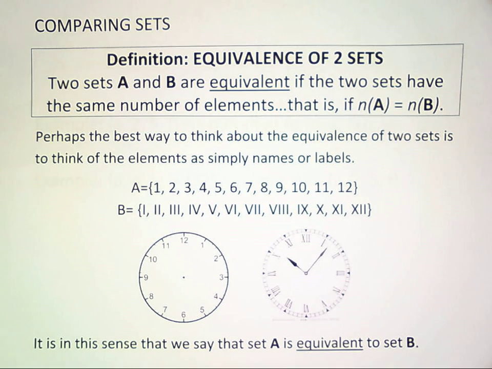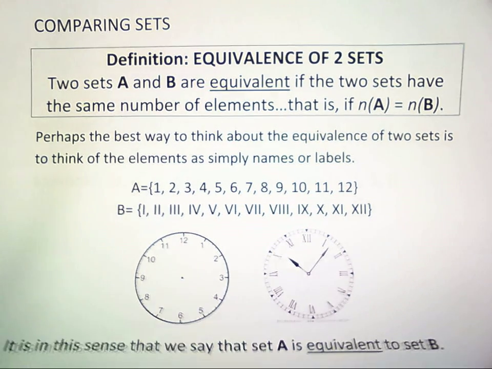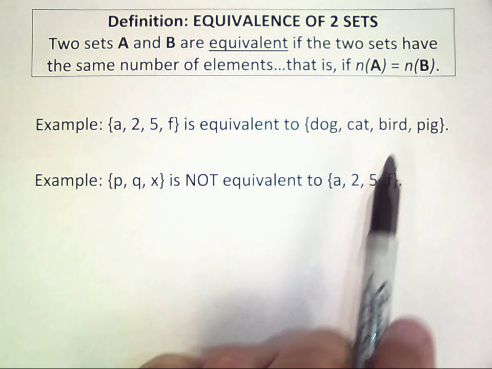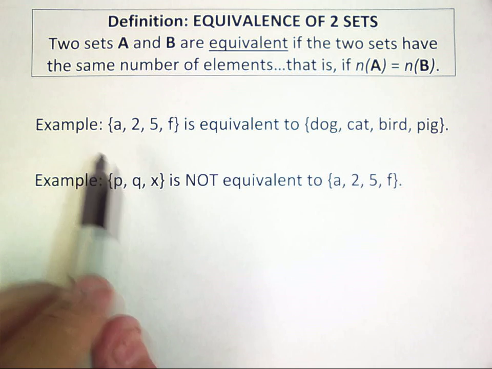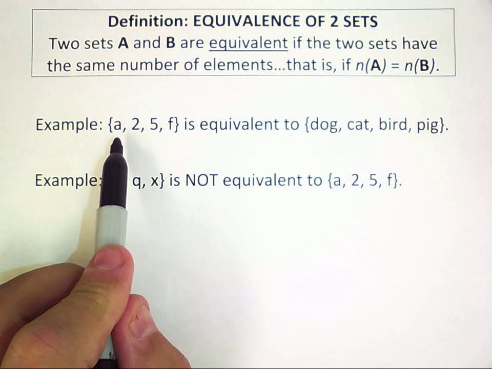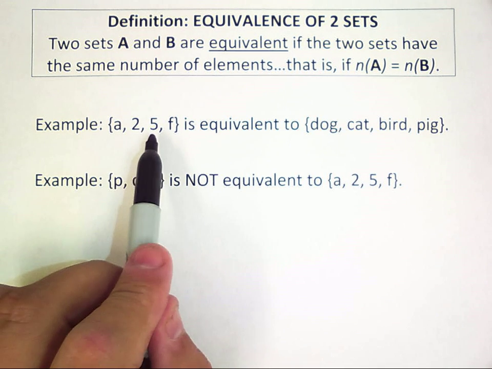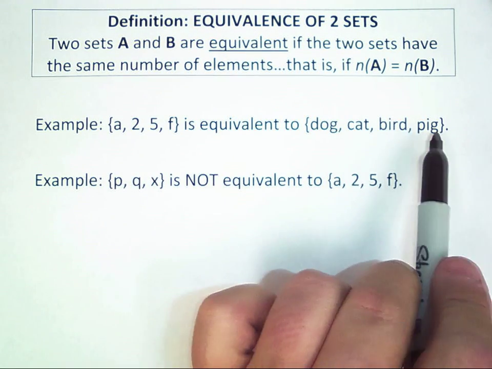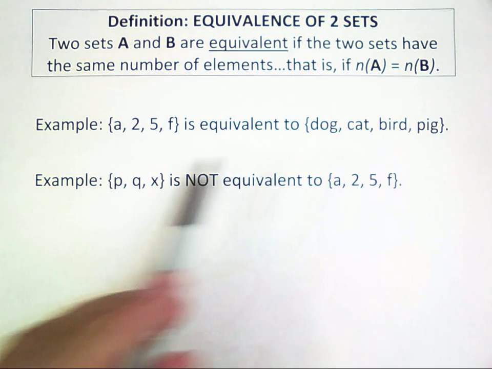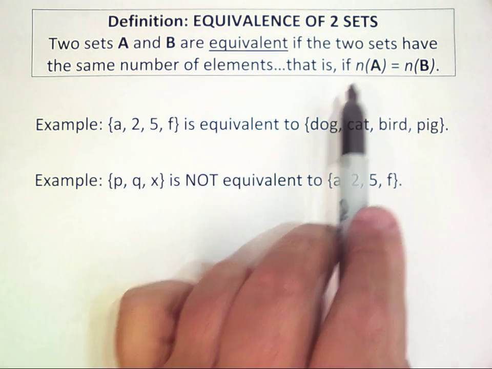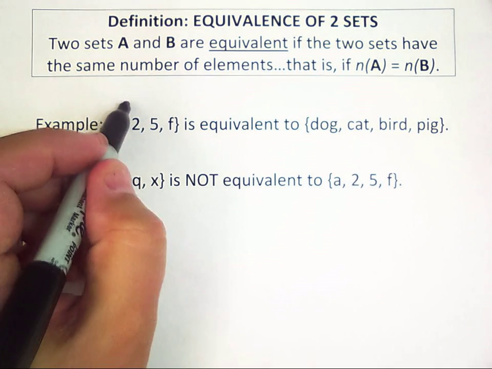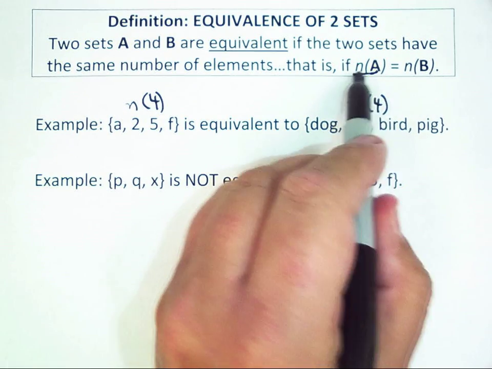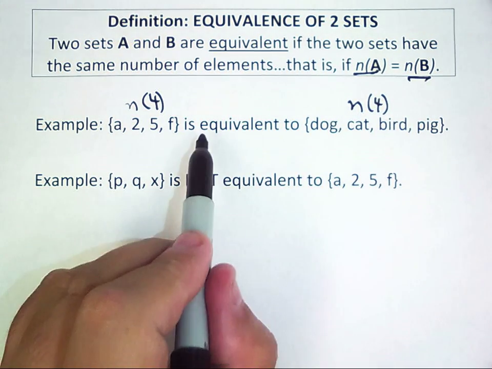And to make my point one more time that all you're doing with equivalence is counting the number of elements, here are a couple of examples. If I have a set with the letter A, the number 2, the number 5, and the letter F, it would be equivalent to the set containing dog, cat, bird, pig, even though they don't have any elements that are exactly the same. They do have the same number of elements. There are 4 elements in this set, and there are 4 elements in this set, and that's all you need for equivalence. So they are equivalent.